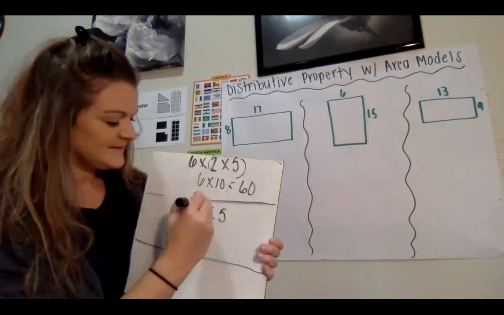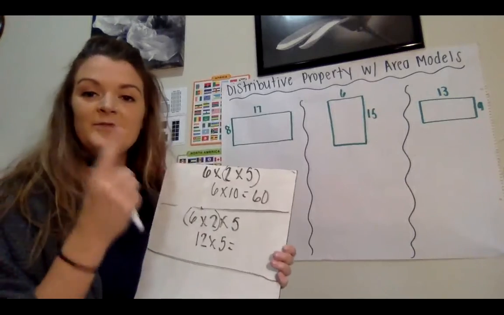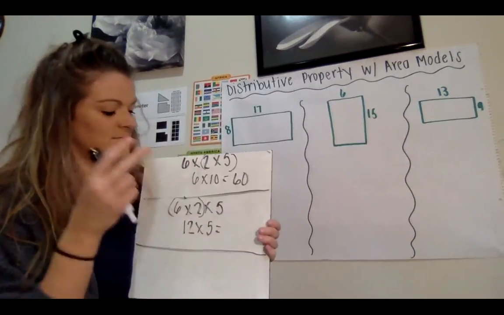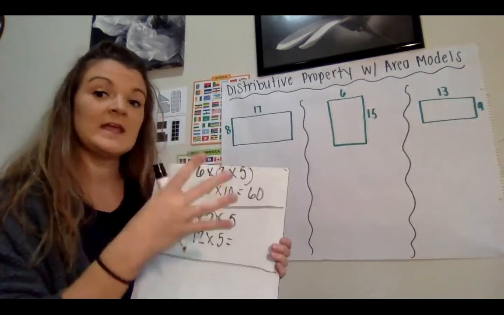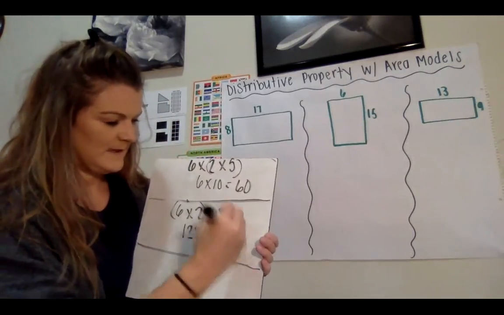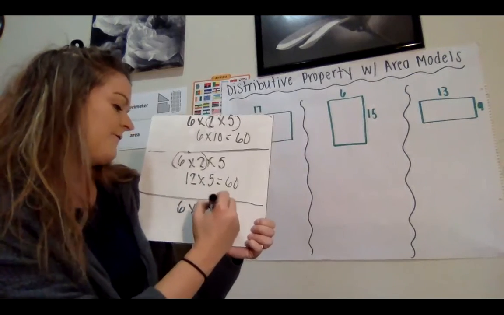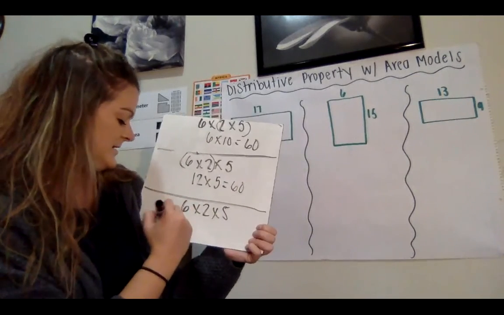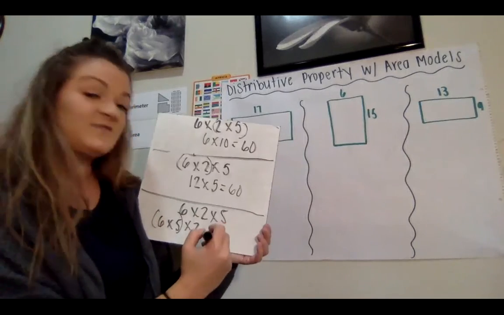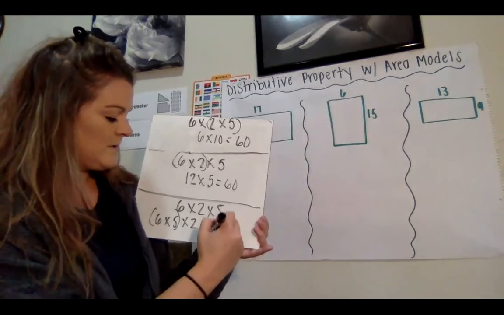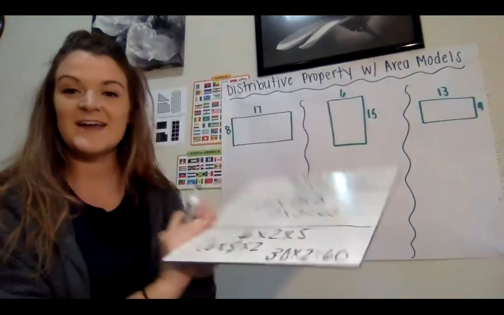There we go. 6 times 2 is 12. 12 times 5, 12, 24, 36, 48, 60. And I get 60 again. Now let's do it the third way where we can even reorder the factors. So I'm going to do 6 times 5 times 2. Parentheses, 6 times 5 gives me 30. 30 times 2 gives me 60. See, each time we got 60.